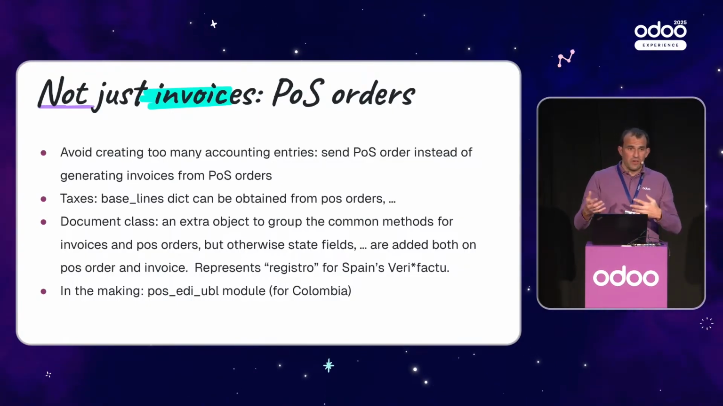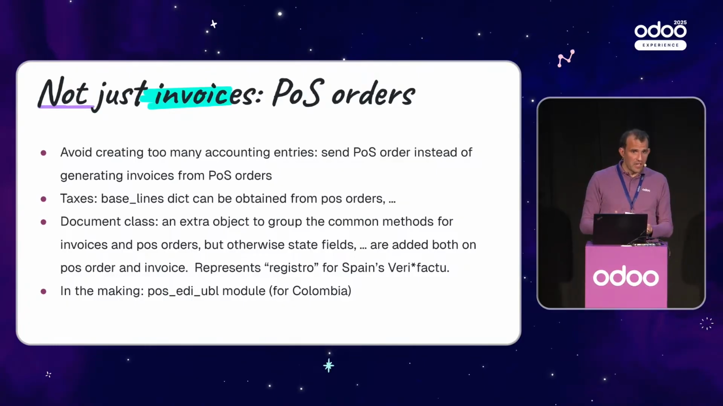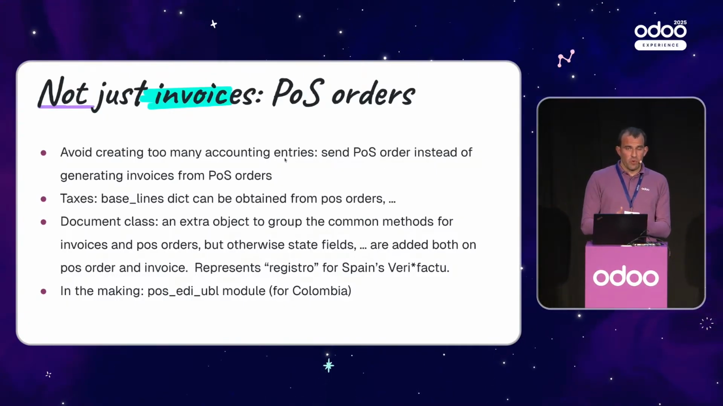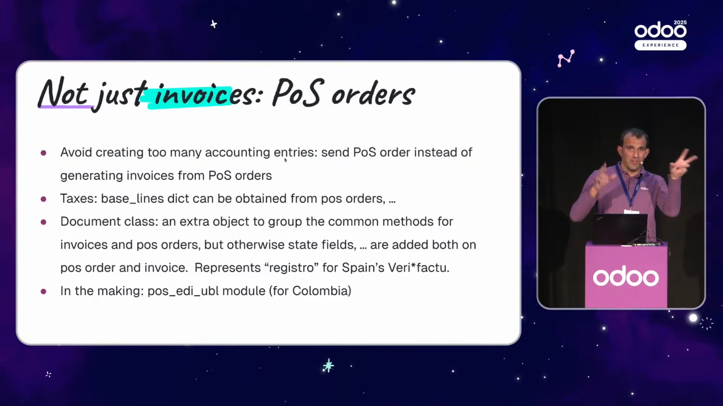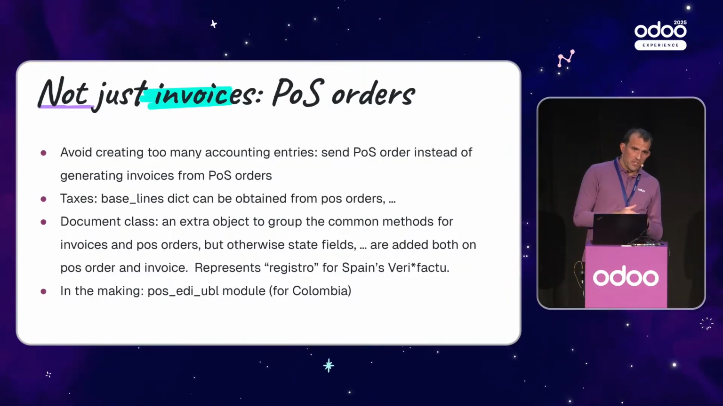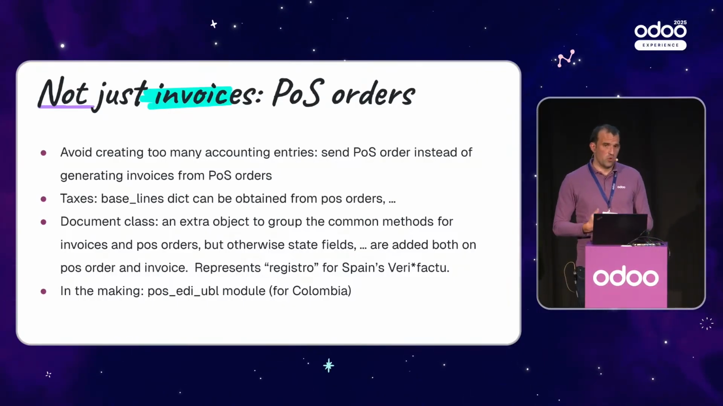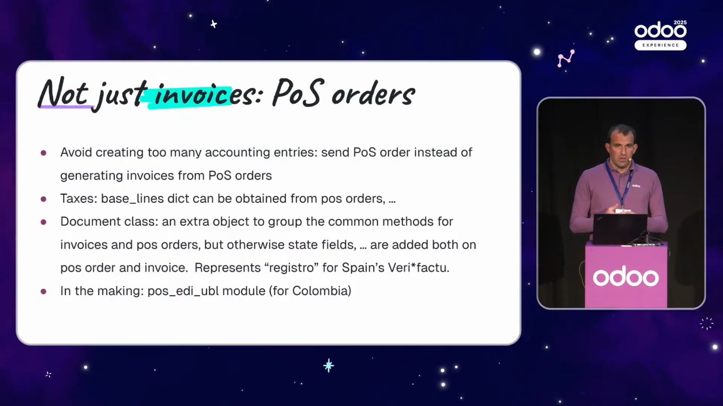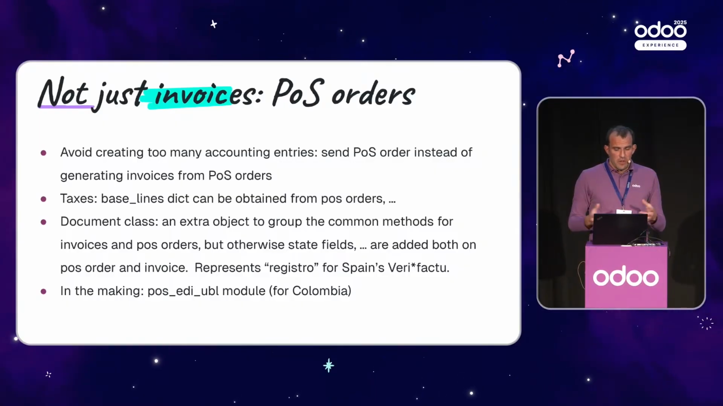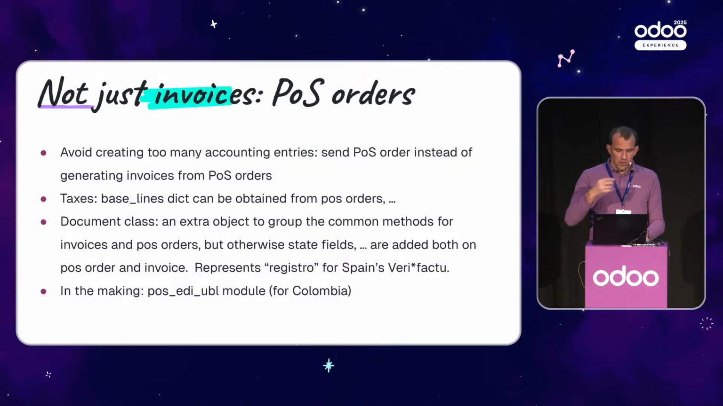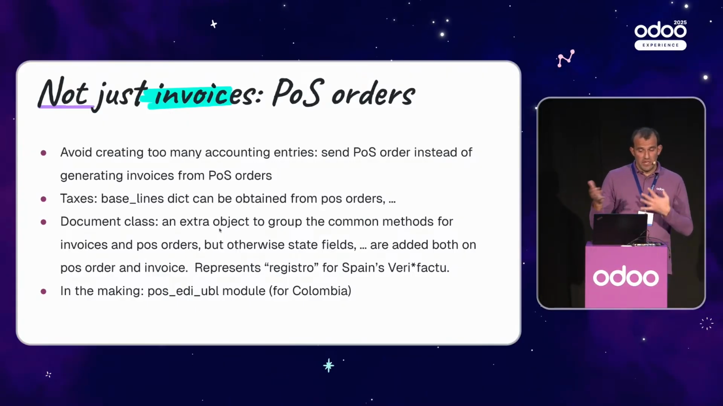And then you can share that logic between POS orders and invoices. What we usually do is duplicate the fields anyway on POS order and invoice, but there is some logic that we can share. Sometimes we decide to create an extra document class, because it's like a glorified attachment where you add the state and so on, and that way it allows, for example, to have a history.